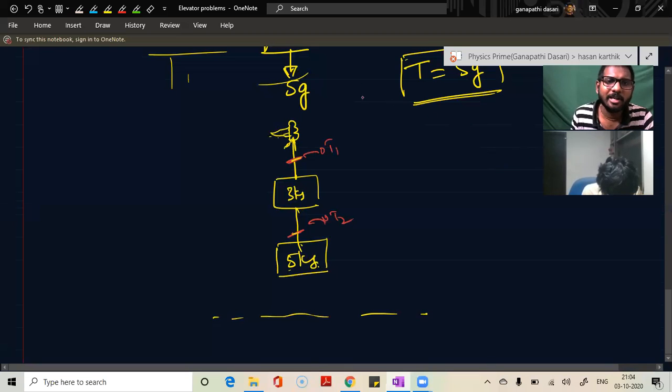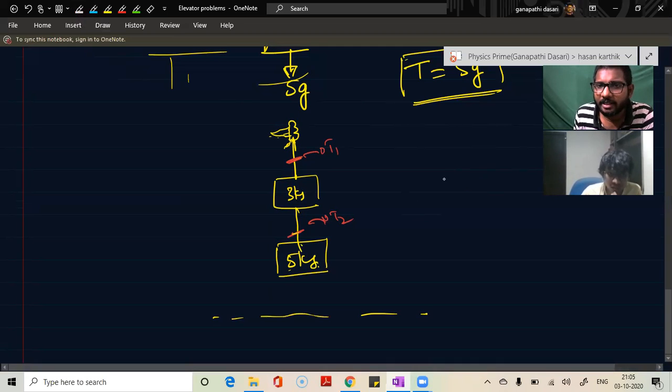First, you write a free body diagram on 3 kg. Yes, sir. T1 is 3G. T2 is... there, is it 8G, or T1 should be T2? I don't know how to find it. Okay. T1 you got how much? 3G.